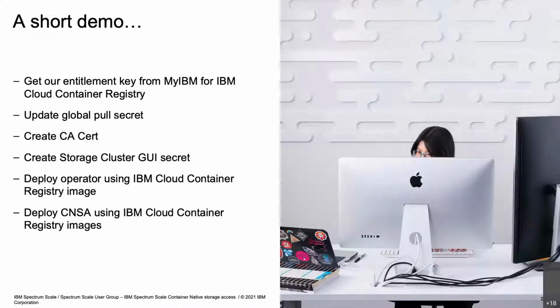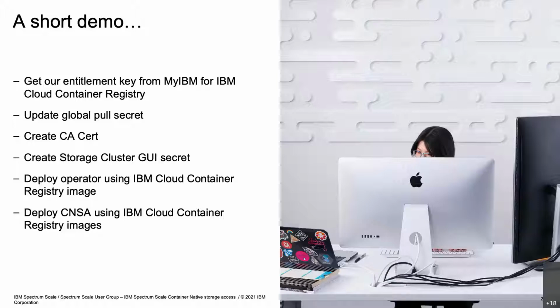Now we'll get on to the exciting part. Everyone loves a demo. I hope this is going to work. What I'd like to show you today is how we get our entitlement key from my IBM for the IBM Cloud Container Registry. I'm going to update the global pull secret on my provisioned cluster. I'm going to create a CA cert. I'm going to create the storage cluster GUI secret. I'm going to deploy the operator, and then I'm also going to deploy CNSA. Hopefully we're going to make it through this and it'll be super quick.